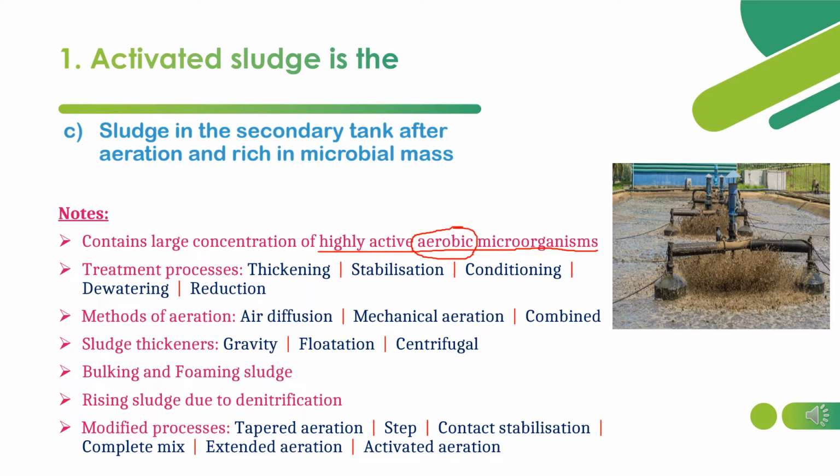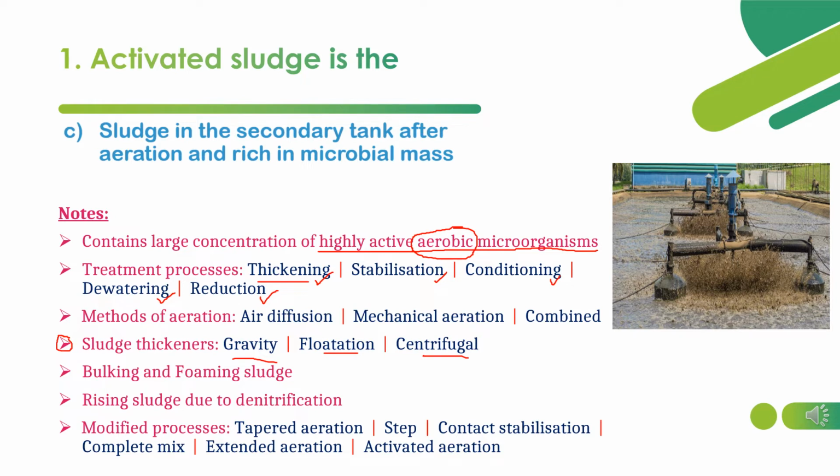So there are various treatment processes we have in ASP. One is thickening of sludge, another is stabilization and conditioning, dewatering of sludge, and the reduction of sludge. So what is thickening of sludge? Thickening of sludge is separating solids as much as possible by centrifuges, gravity flotation, or clarifier. You can see here sludge thickeners: gravity sludge thickener, flotation sludge thickener, or centrifugal. By using any one of these, we can thicken the sludge by separating the solids as much as possible.